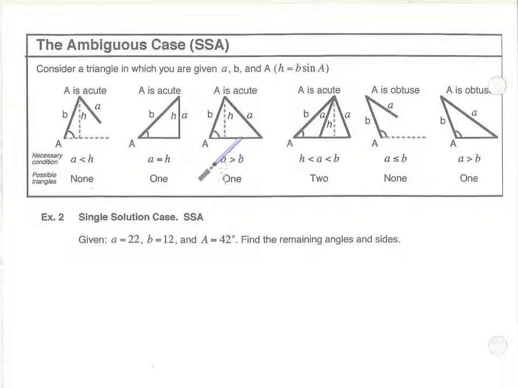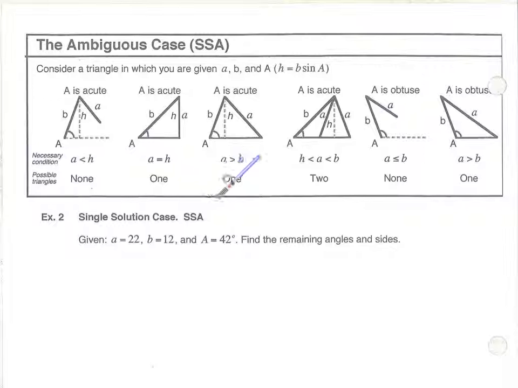And this is just a different example where A is actually even longer and it just creates a wider angle here. So both of these are part of that one solution. So they're just different scenarios of what can happen when A is an acute angle.